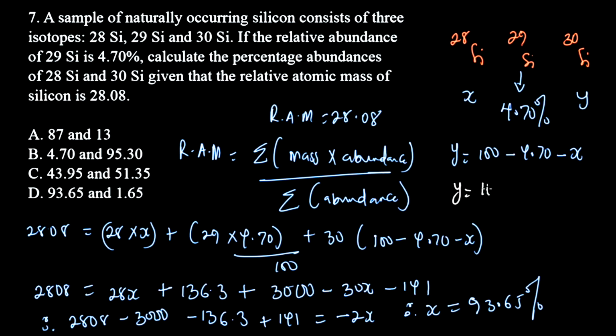When x is 93.65, we can say that y equals 100 minus 4.70 minus 93.65, which is 1.65%. So we have this and this. Basically, this is the final answer.